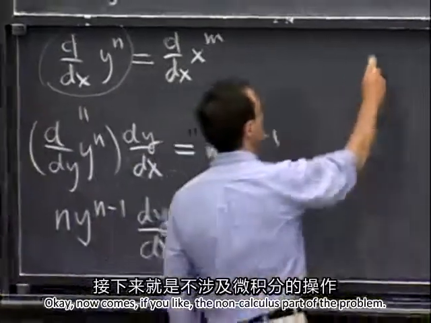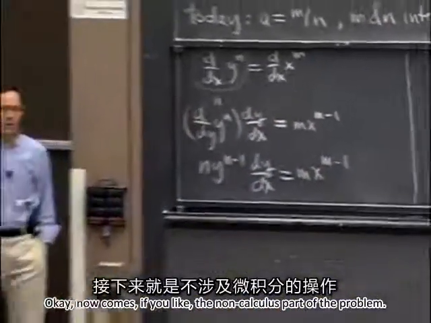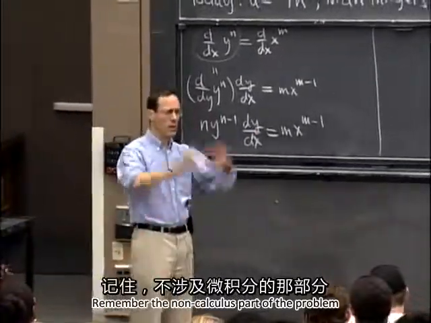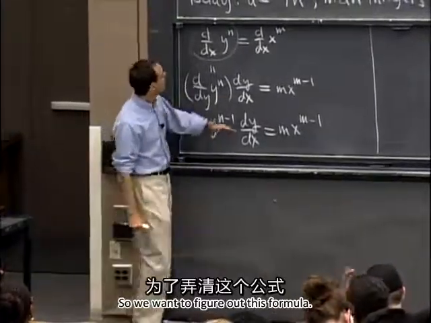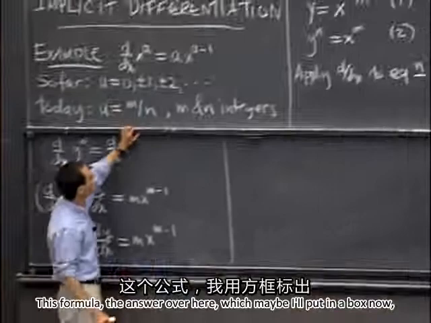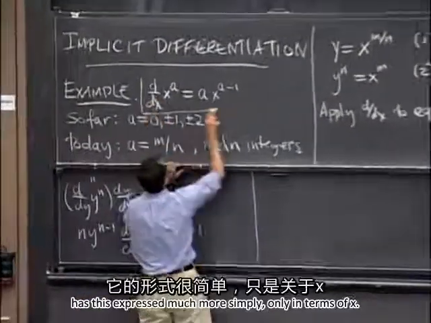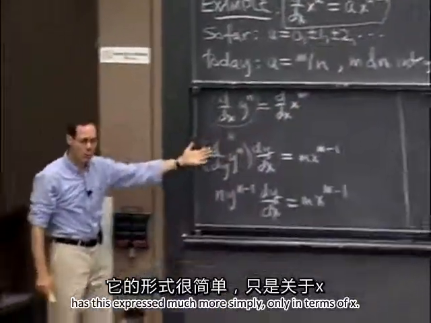Okay, now comes, if you like, the non-calculus part of the problem. Remember, the non-calculus part of the problem is always the messier part. So we want to figure out this formula, this answer over here, which maybe I'll put in a box now, expressed much more simply, only in terms of x.